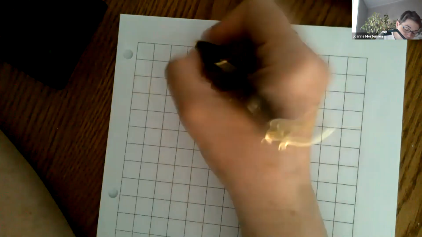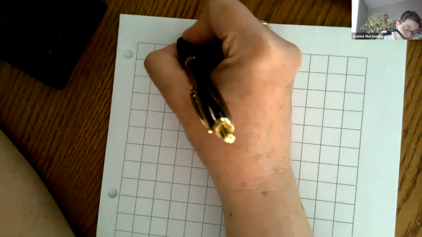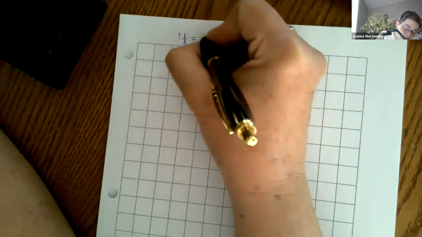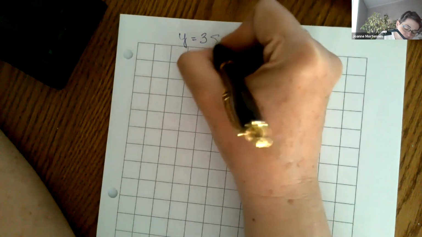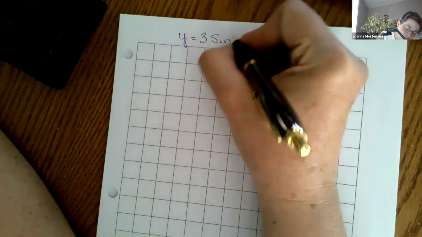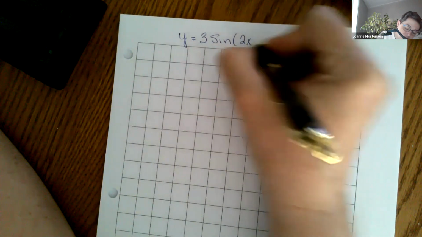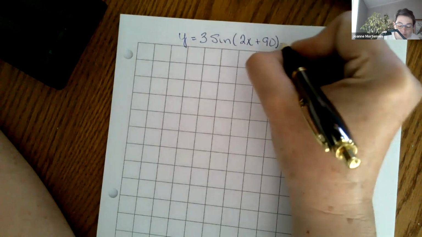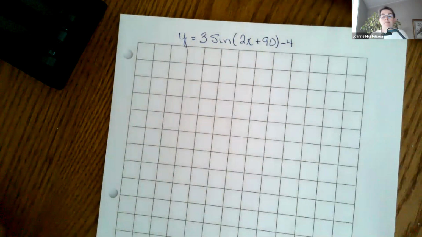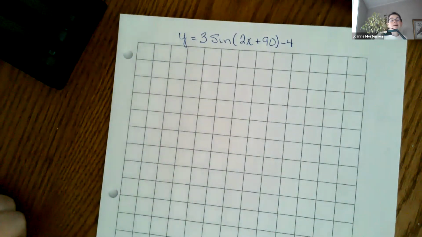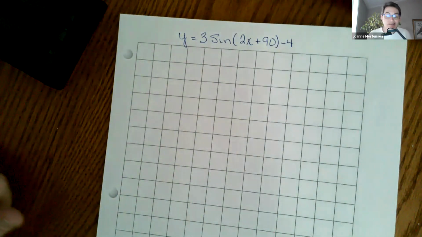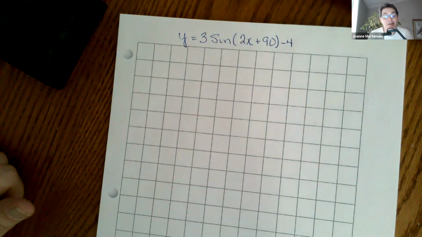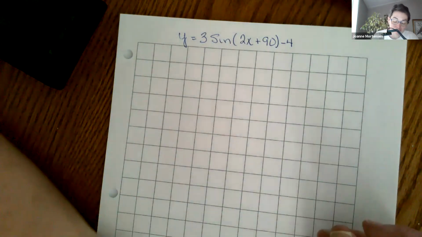So we're just going to jump right into the deep end. And we are going to graph y is equal to 3 sine, let's go 2x plus 90 minus 4. And I'm hoping it's going to work out because honestly, I just randomly made those numbers up. So I think it's going to be okay.